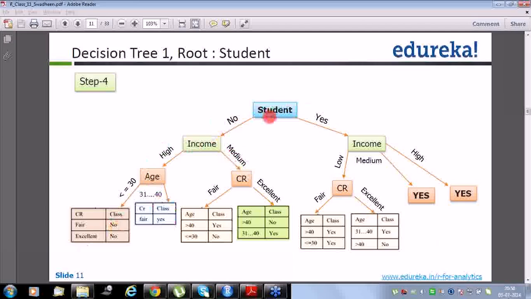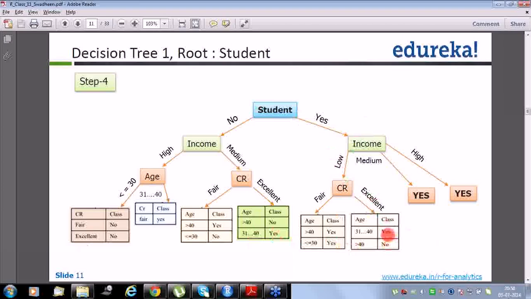Okay, but still if he is not a student and falls into the medium income group and his credit rating is fair, still we cannot say whether he will buy or not. So it can further split based on age. But here we have reached this situation, whether he is a student, falls in the low income group and has an excellent credit rating, still we are not sure whether he will buy the computer or not.